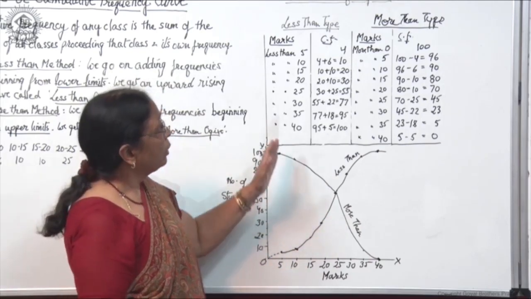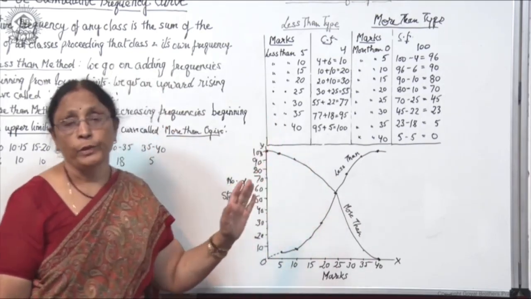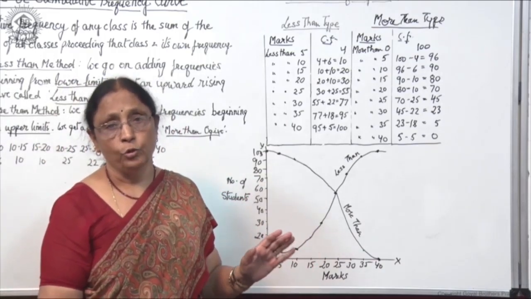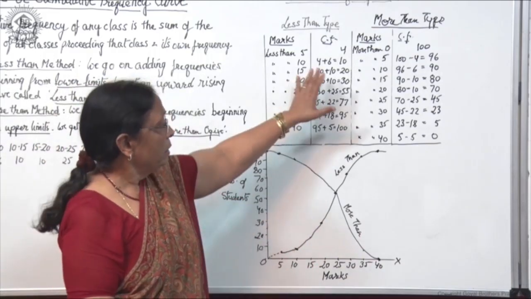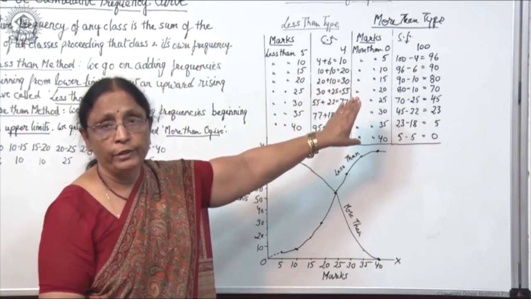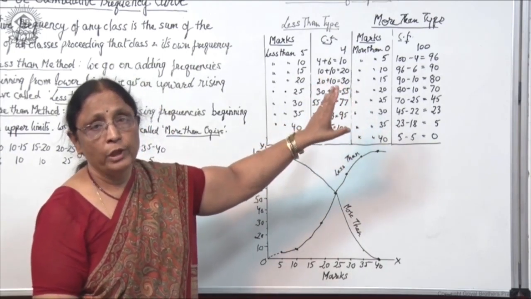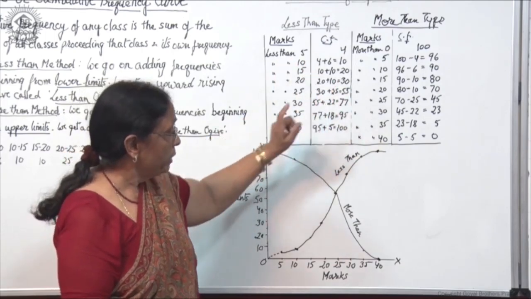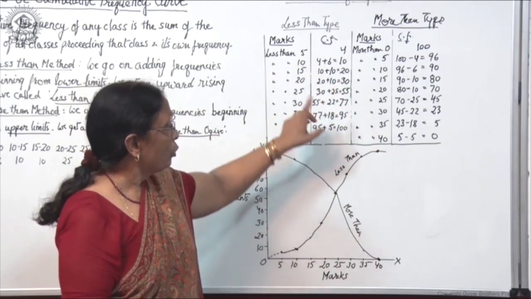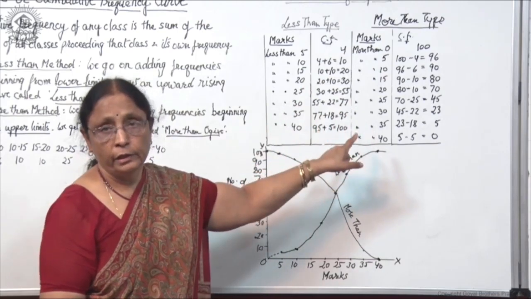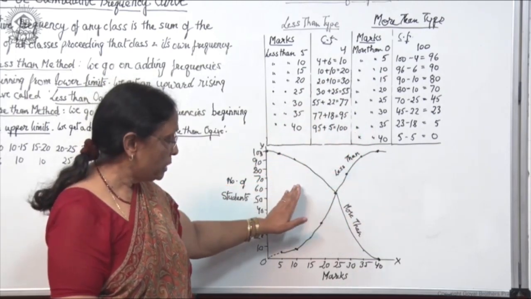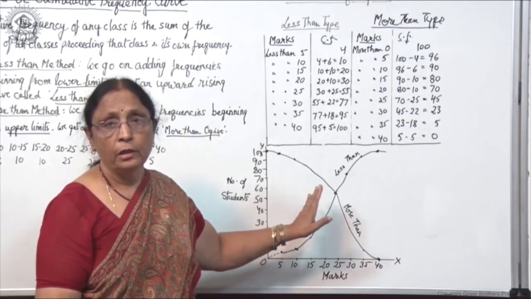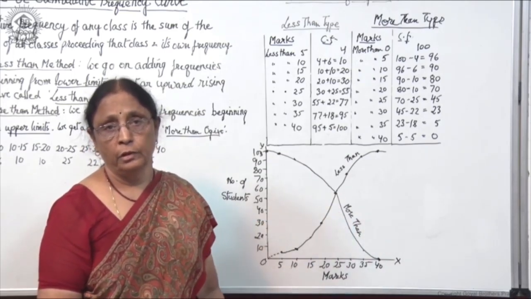So this way we get the cumulative frequency curve, and it is very easy to calculate the data here. Once you know the meaning of cumulative frequency, and once you know the method of less than and more than, you can easily calculate it and plot the points according to the data given here. So this is the ogive, or less than and more than ogive curve. Clear?